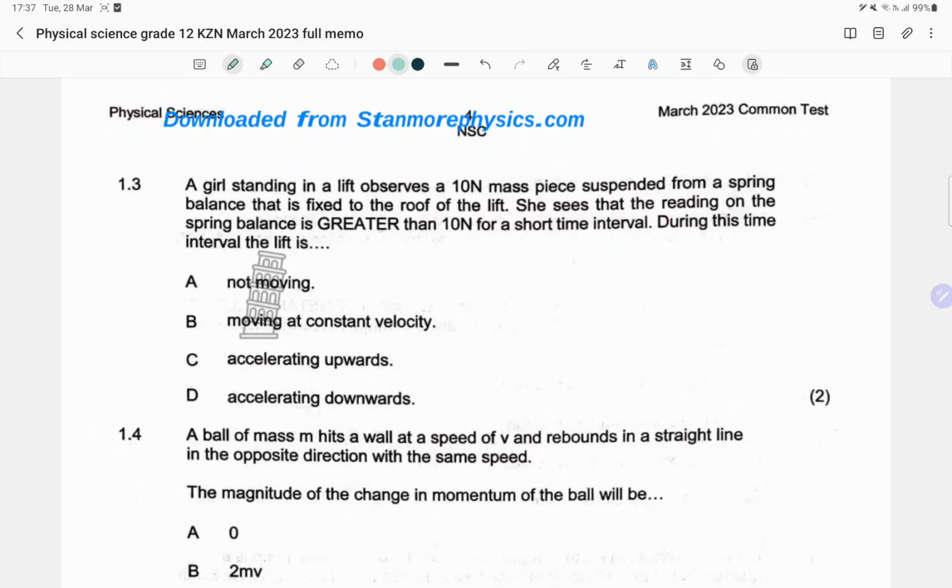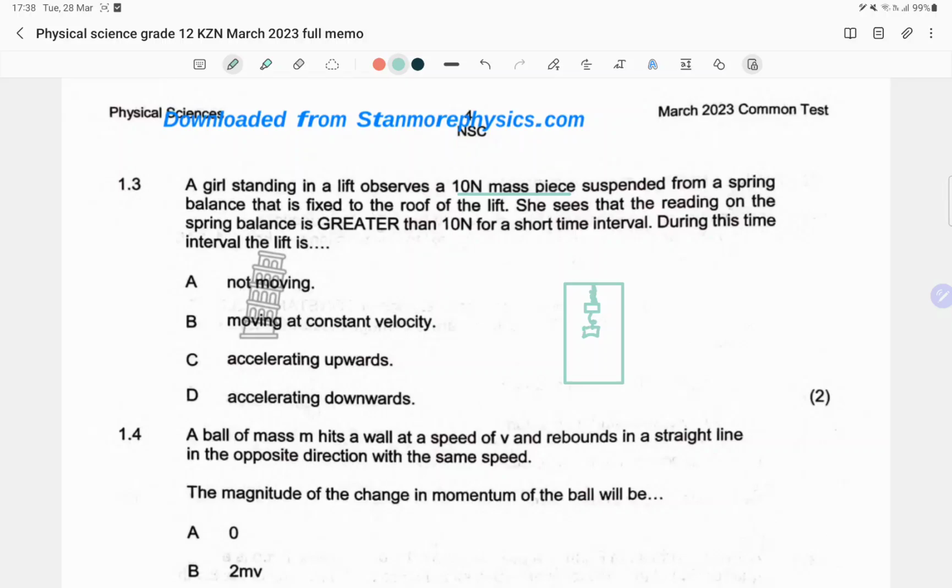Now 1.3 says, a girl standing on a lift observes a 10 Newton mass piece suspended from a spring balance that is fixed to the roof of the lift. So we've got a lift here, and then we've got this mass piece here that is fixed to that roof. Great. And then of course it hangs something.